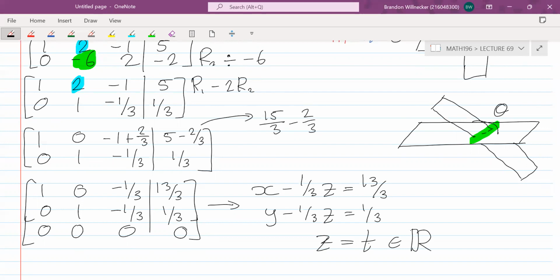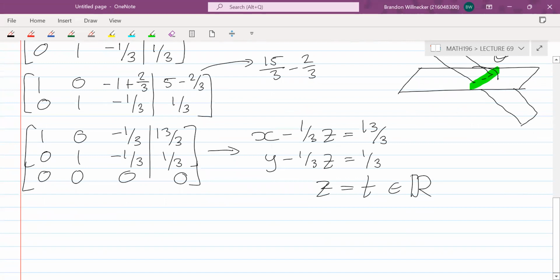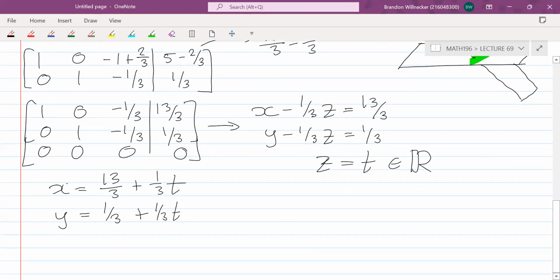Okay, so this T is going to play the role of that parameter in the line equation. Remember, we got the r0 plus T times v. That's going to play the role there. Okay, so let's solve for X, Y, and Z. So X is going to be 13 over 3 plus 1/3 Z, but Z is going to be T. Y is going to be 1/3 plus 1/3 Z, but Z is T, and Z is just T.